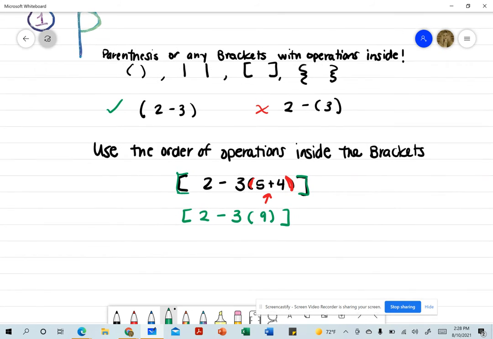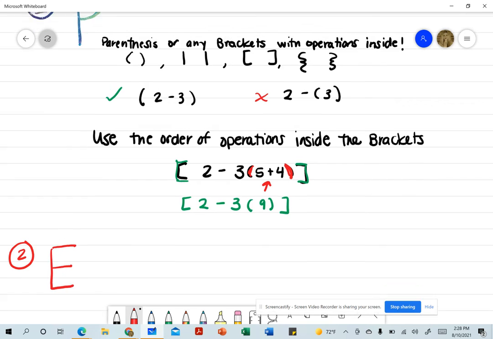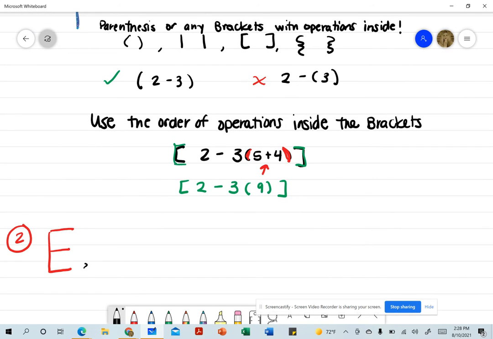All right. Now we don't know how to solve the rest of this yet because we haven't figured out our order of operations for sure. So let's go to our second letter. Our second letter, or our second operation, is E. Now E stands for exponent.